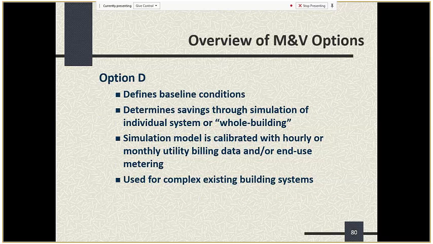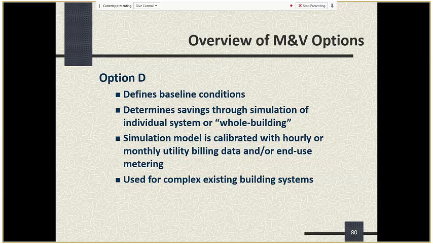Next slide, which is 80. Option D is using a model like eQuest to determine savings through simulating a whole building or a system within a building. And you calibrate it with utility data so that you show, hey, if I take all the input variables that describe this building or facility and put those variables in, and then I compare that to the historical utility consumption, this model accurately predicts the historical utility consumption. Therefore, I can use it to predict future utility consumption if we change some of these variables over time going forward due to ECMs that are put in or changes in operating schedules.